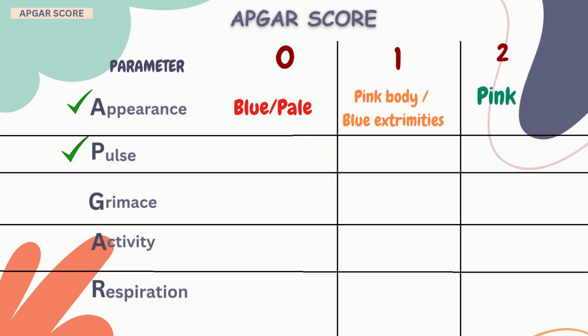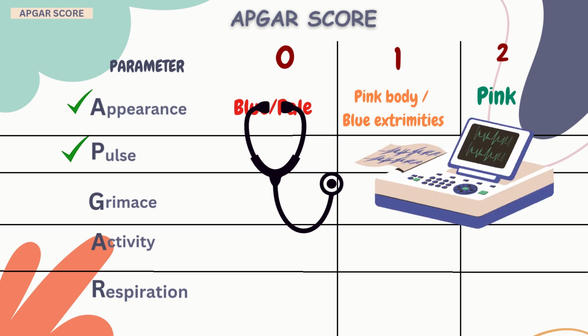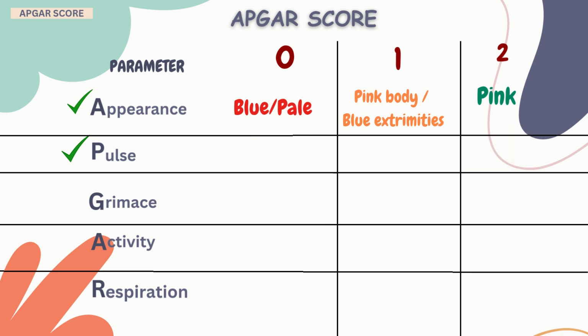The next parameter is the heart rate. The heart rate is evaluated with a stethoscope or an electrocardiogram. If there is no heartbeat, the heart rate score given is 0. If the heart rate is less than 100 beats per minute, the heart rate score given is 1. If the heart rate is more than 100 beats per minute, the score given is 2.